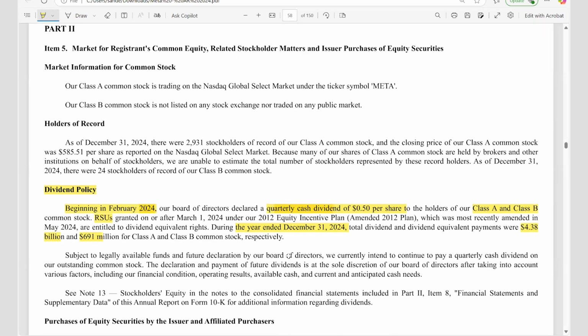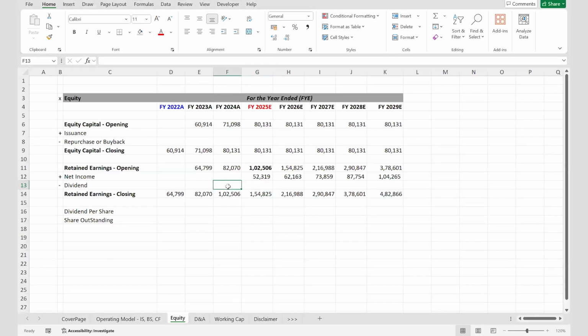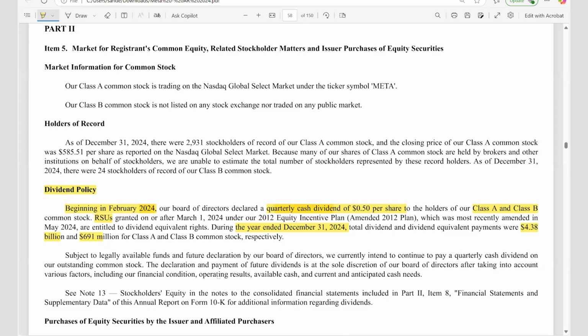Because we are interested in 25 dividend, not 24 dividend. So it says, subject to legally available funds, we currently intend to continue to pay dividend. It means they have an intention to pay dividend, which means that we can use this information for the future. We believe that a similar dividend will be paid. If they said that they don't intend to pay, then I would not have forecasted this number. Is this clear? So they have an intention to pay dividend.